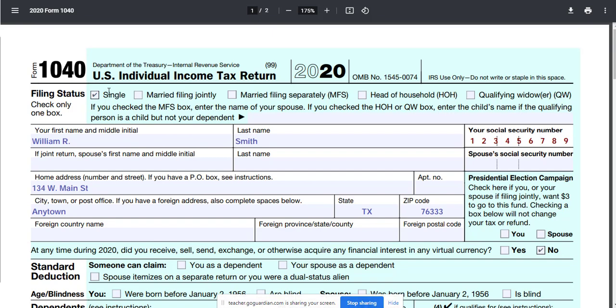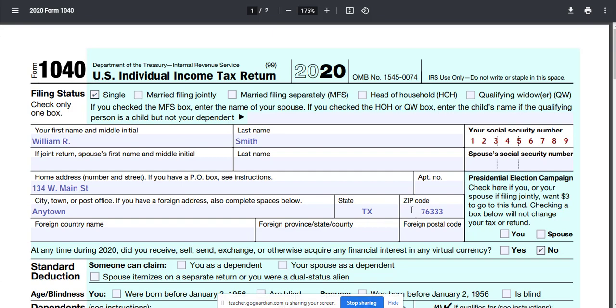Then the first name and middle initial is William R. Last name is Smith. His social security number is 123456789. His home address is 134 West Main Street. His city is Anytown, Texas 76333.